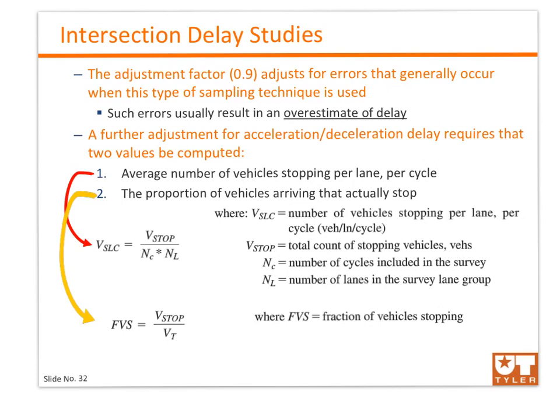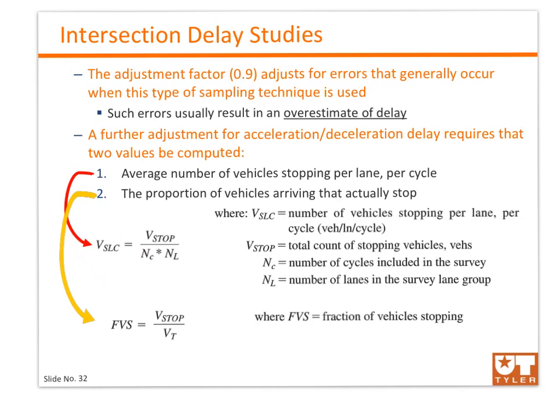Another further adjustment has to be done for acceleration and deceleration delay, for which two values need to be computed. The first one is VSLC, and that's the average number of vehicles stopping per lane per cycle. The second correction is FVS, which is the proportion of vehicles arriving that actually stop.